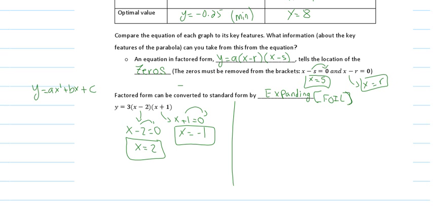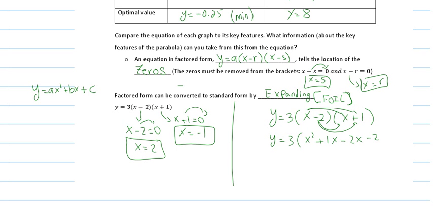What's the first thing I want to do? Multiply the brackets together, right? So x times x gives me x squared, x times 1 gives 1x or x, minus 2 times x, and minus 2 times 1 is negative 2. Then there are two steps that I still need to do.